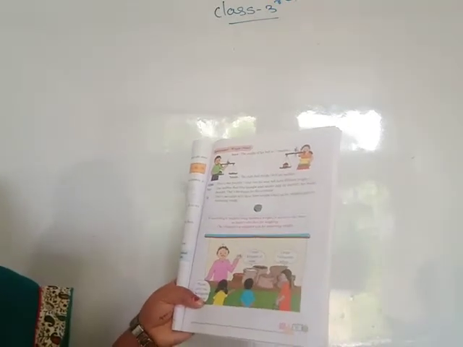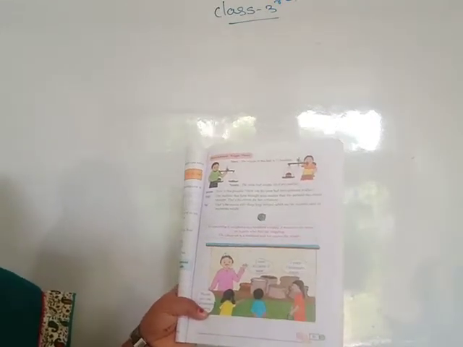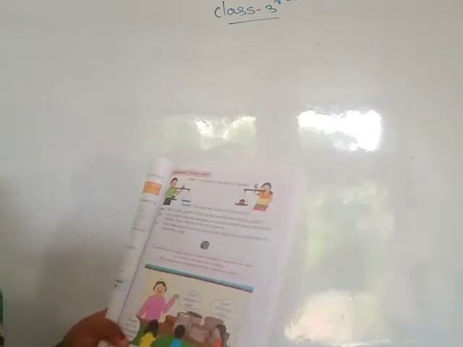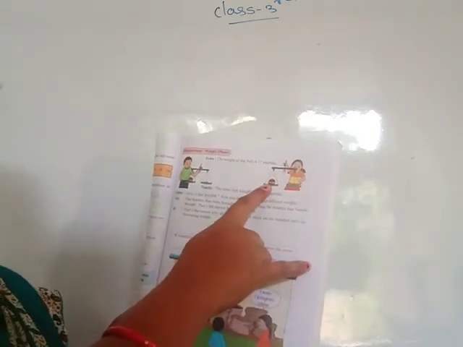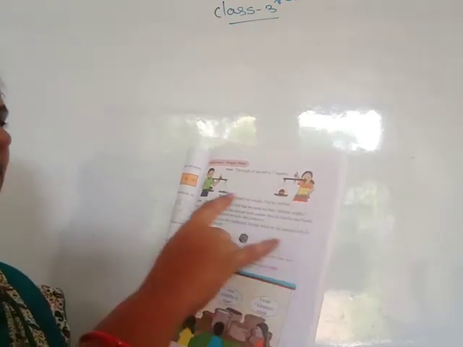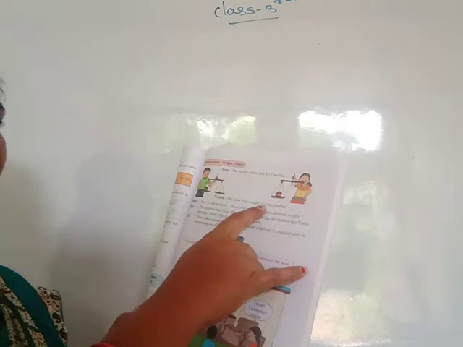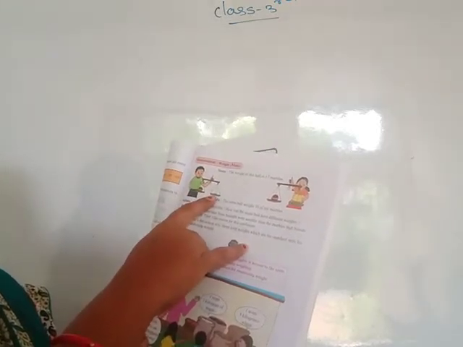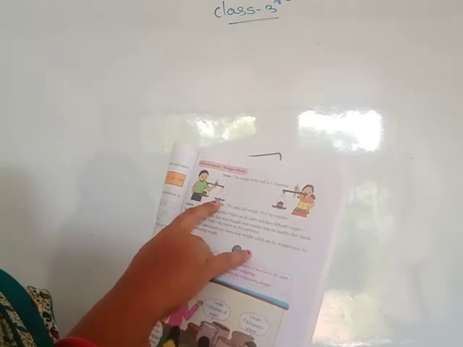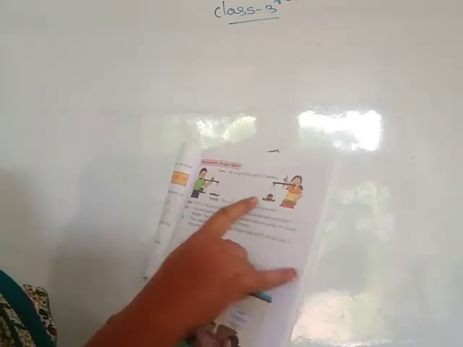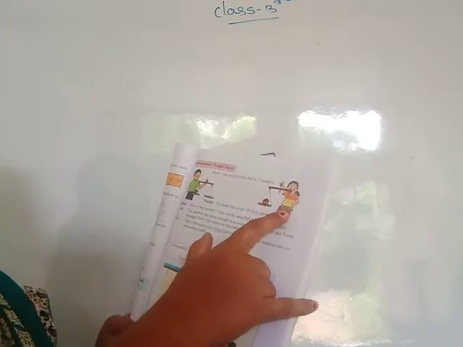Sonu says the weight of the ball is 7 marbles. See here, on one side there is one ball, and on the other side there are 17 marbles. Then Nandu says the same ball weighs 10 of my marbles. Here, how many marbles? 10 marbles. But these marbles are bigger and these marbles are smaller.